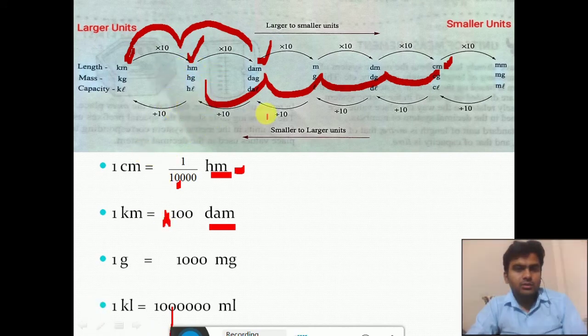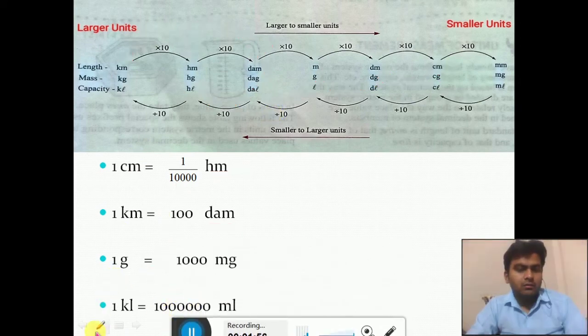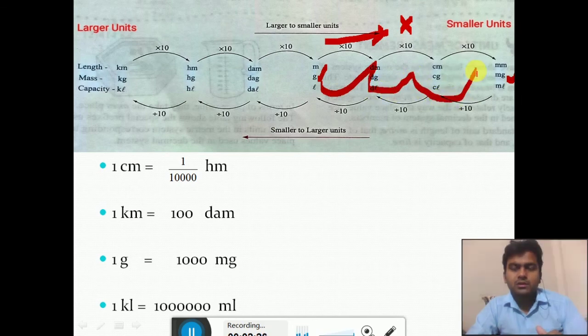Next, gram to milligram. So 1 gram equals how many milligrams? Where is the gram written? Here the gram is written. And milligram, where is the milligram? mg is written here. So how many forward or backward jumps? Forward jump, because we are changing the larger unit to the smaller unit. We are moving from left to right, larger unit to smaller. So we have to multiply. By what? How many jumps? 1, 2, 3 jumps. So multiply by 1000.